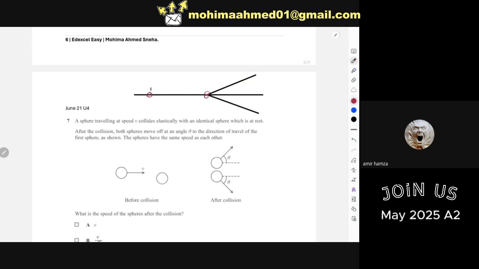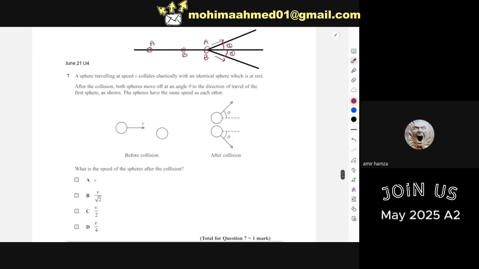Right, this is maybe your object A, this is maybe your object B, and then again this is A and B, and as they move away from each other, at theta degrees to the horizontal plane, right? That is how it was actually occurring. And again, after this, it stated that the spheres have the same speed as each other. That means again, after collision, they would have the same speed.